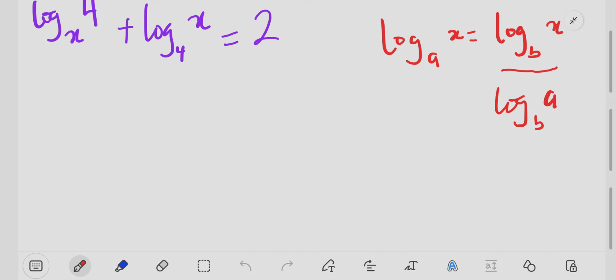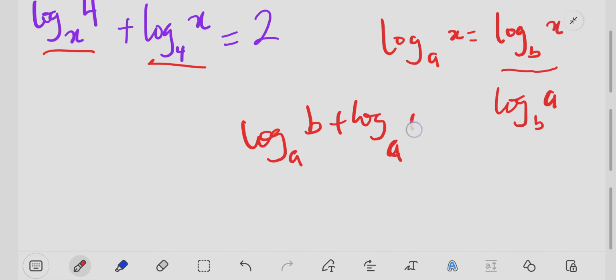Okay, so in this particular question we have two log expressions. We're just going to find a way to combine the two log expressions into a single log function so that we can take it from there. Now, when you have a log expression like, let's say, log to the base a of b plus log to the base a of c, it's just going to give you log to the base a of bc.